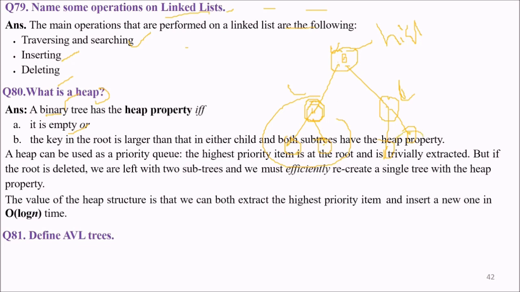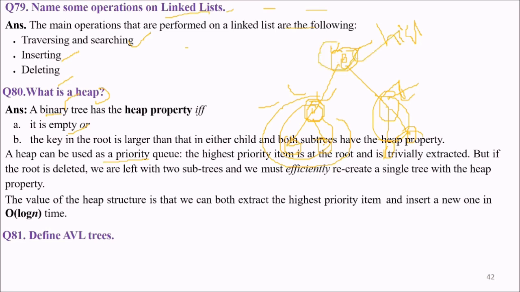So the binary tree is a heap if it is empty, of course, and the key in the root is larger than the keys in the left and right subtrees, which again have the heap property. So this also has the heap property. A heap can be used to make a priority queue. The highest priority item is at the root and is trivially extracted.